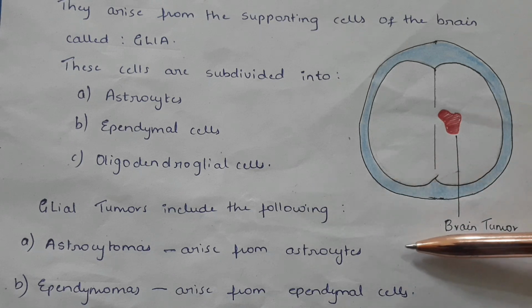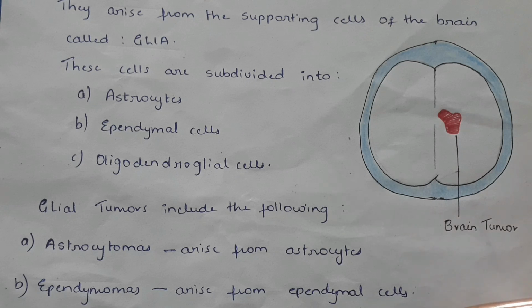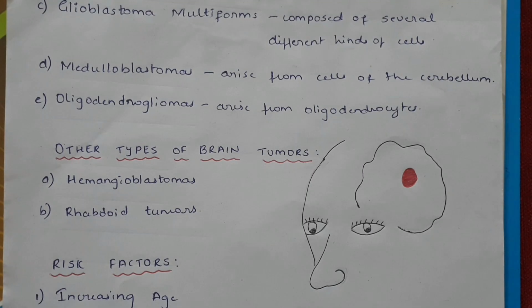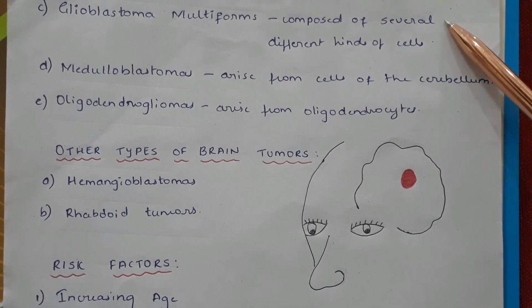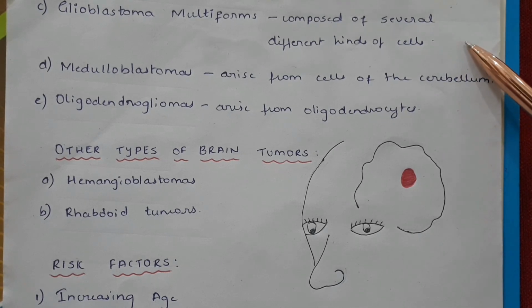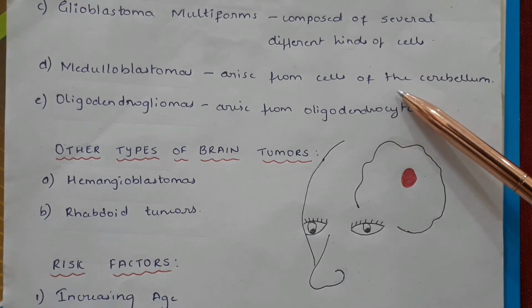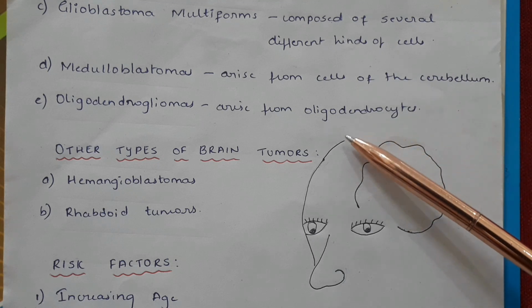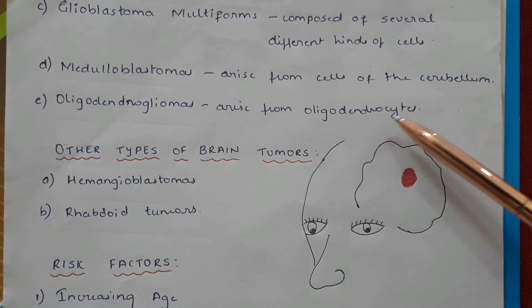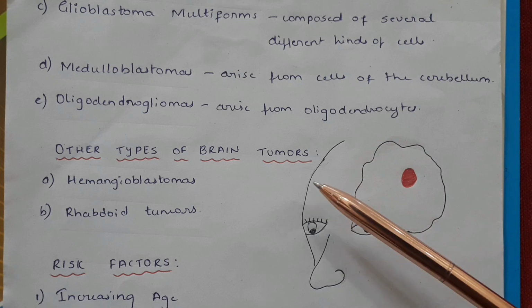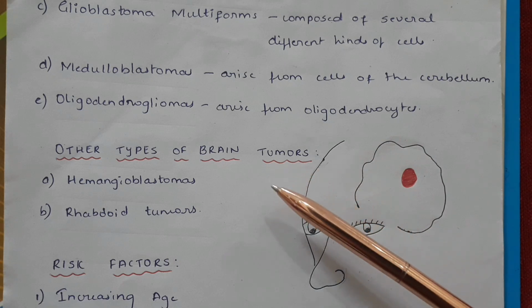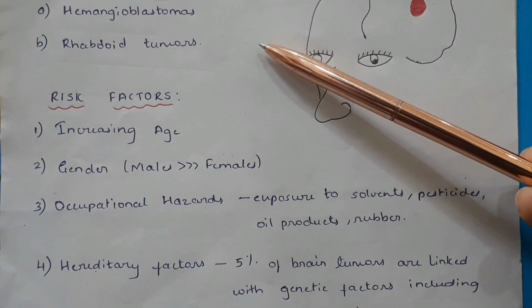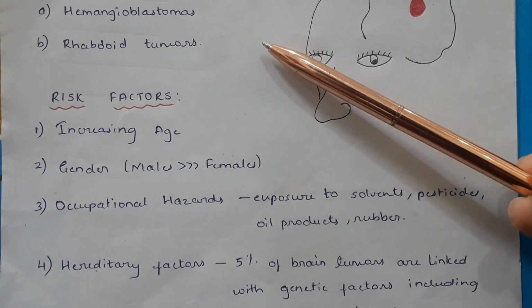Astrocytomas arise from astrocytes. Ependymomas arise from ependymal cells. Glioblastoma multiformes are composed of several different kinds of cells. Medulloblastomas arise from the cells of the cerebellum. Oligodendrogliomas arise from oligodendrocytes. Other types of brain tumors include hemangioblastomas and the rhabdoid tumors.